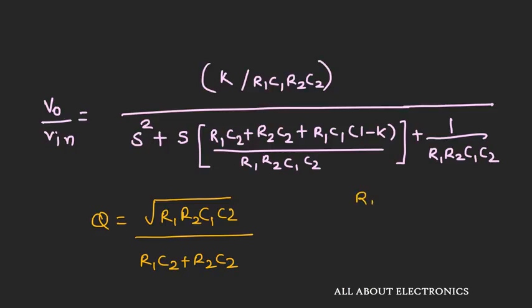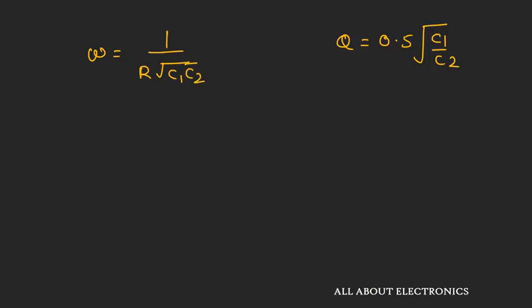Now here we will take R1 is equal to R2 is equal to R, and we will choose different values of C1 and C2. So when we take R1 equal to R2 equal to R, the value of Q will be equal to 0.5 square root of C1 by C2. So just by adjusting the values of C1 and C2, we can get the desired value of Q. And the cutoff frequency omega can be given by the expression 1 divided by R into square root of C1 into C2. So in this way, just by adjusting the values of C1, C2 and R, we can get the value of Q as well as omega for our given example.